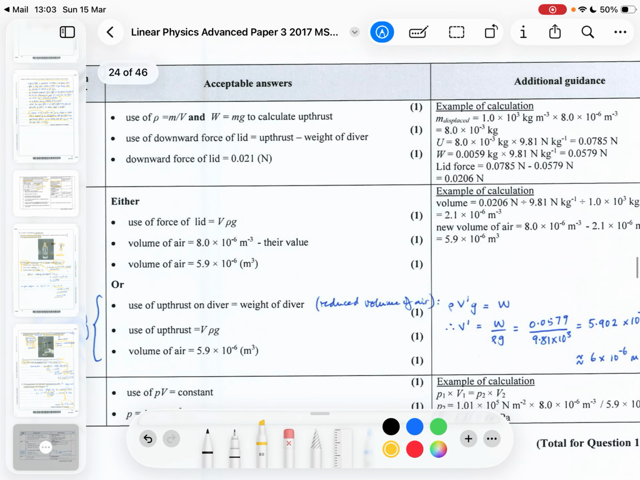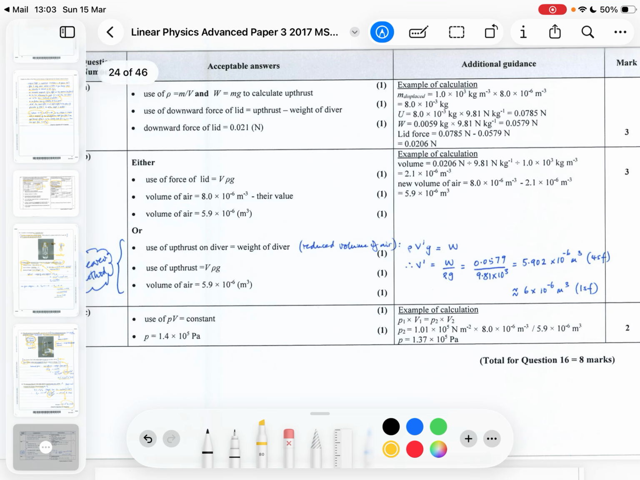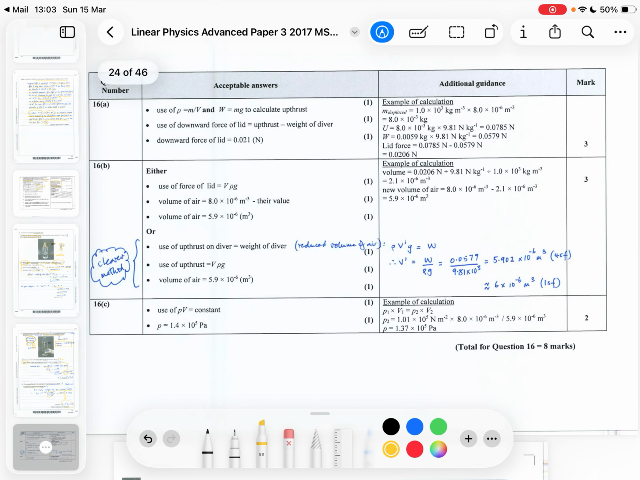Here's the mark scheme, and they did it their way, and I'm saying mine is a clearer method. So this is what I did. I did the OR method, and that's what I would recommend. Okay, so that's question 16.